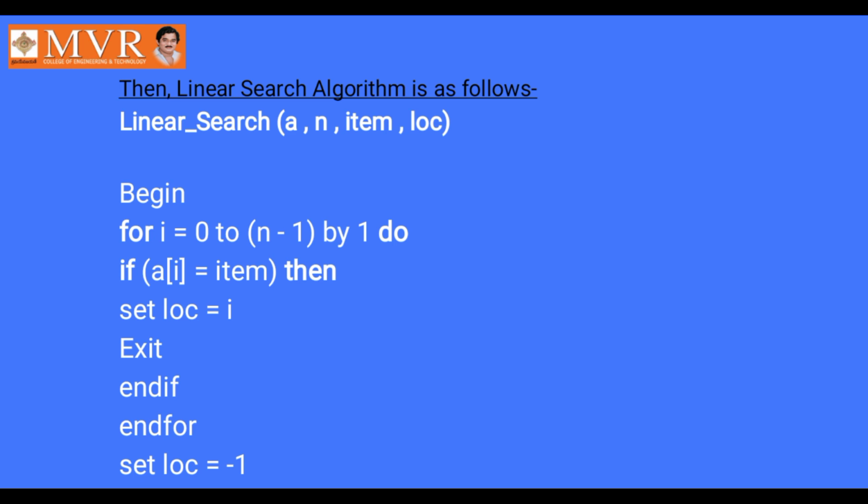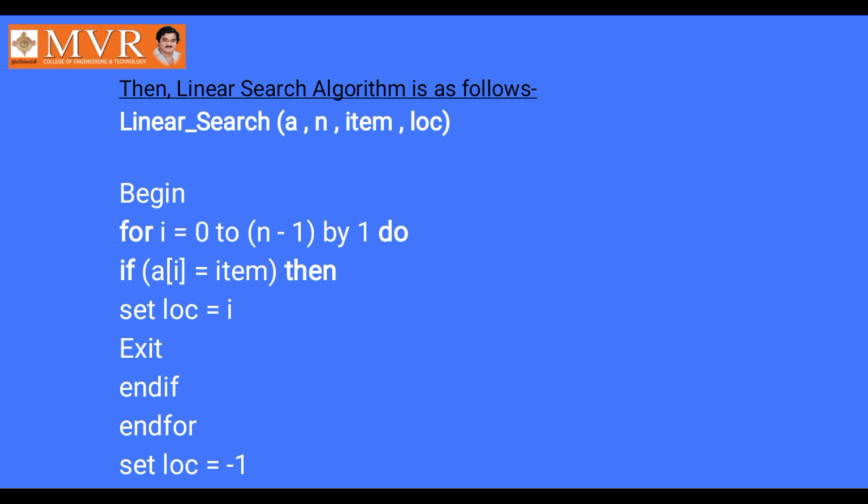Otherwise, I go to the A of 2 location and compare my key element with the element at A of 2. Like that, I perform the search till the end of the list. If I find the element at any location, then I will return the value of the location. If I find it at A of 0, then I'll return A of 0. If I find it at A of 1, then I will return A of 1 and exit the loop.